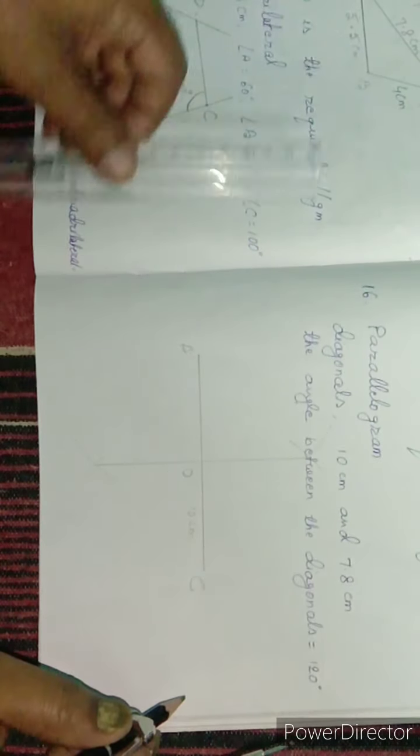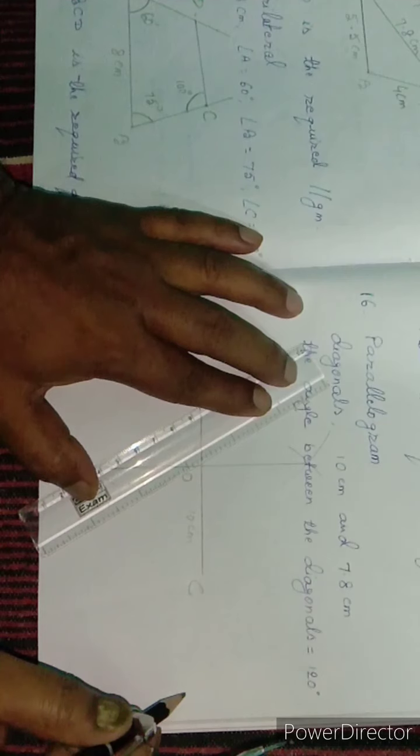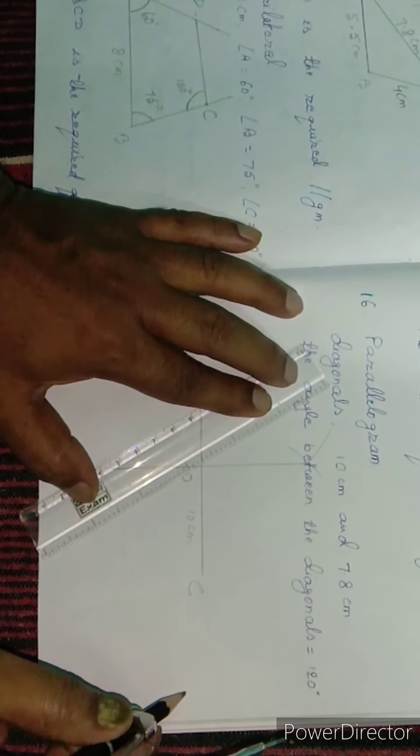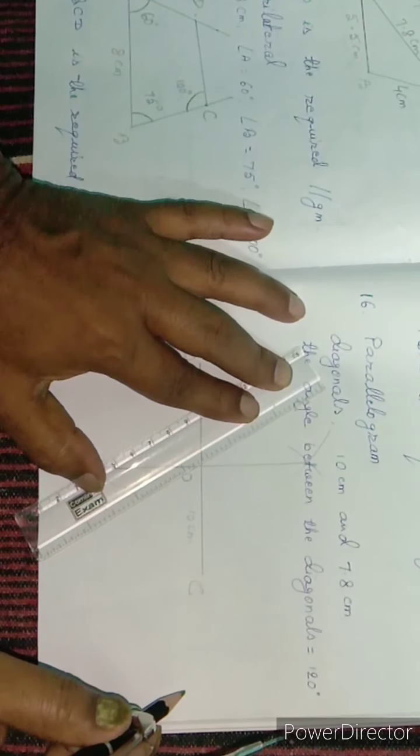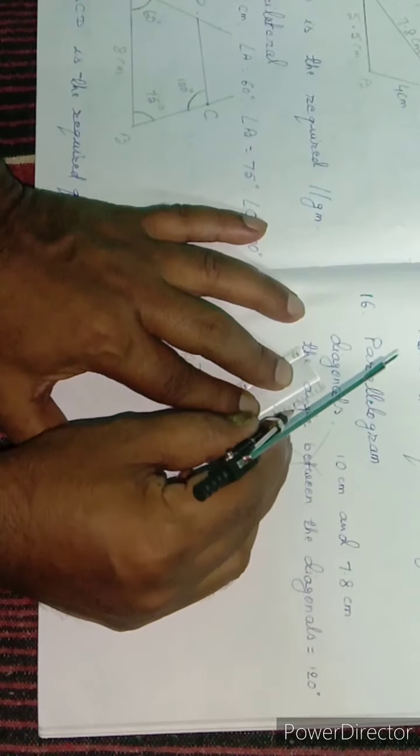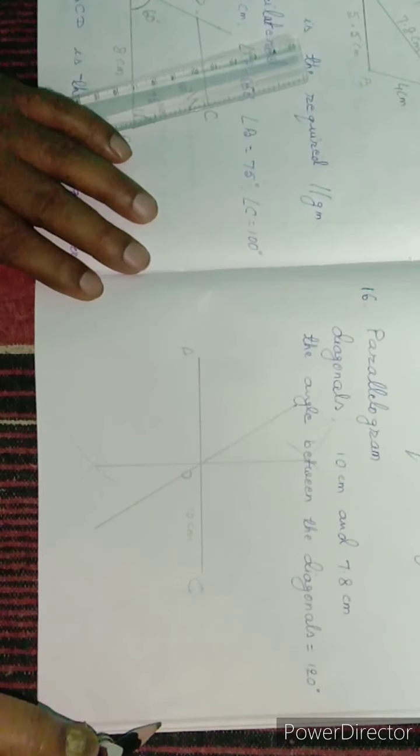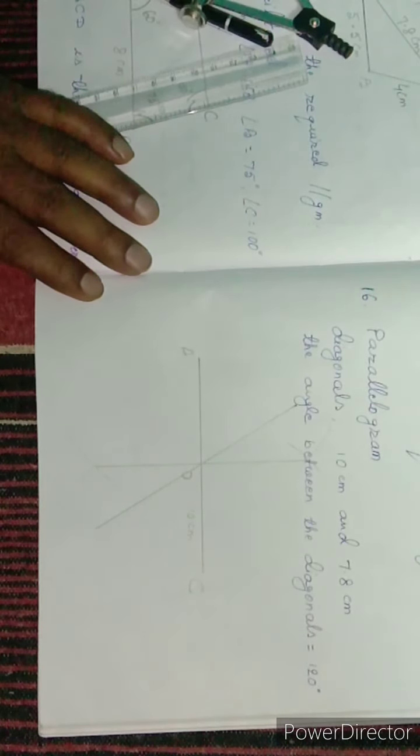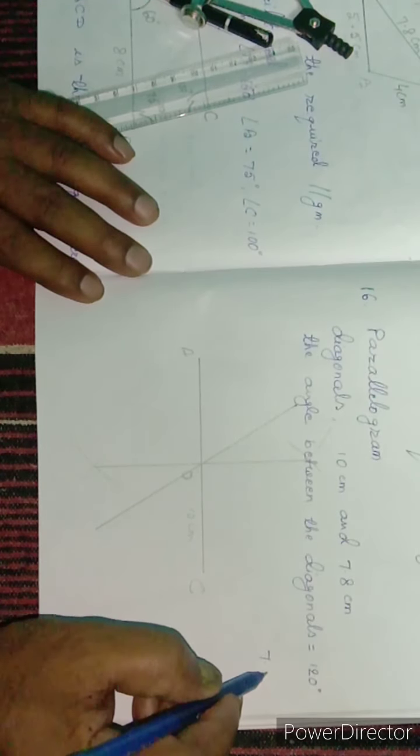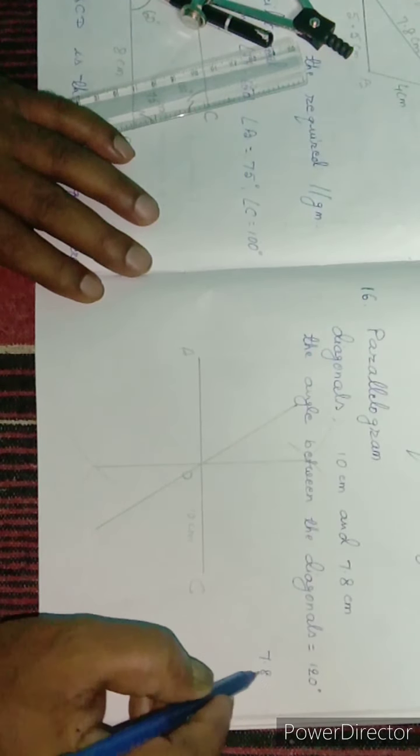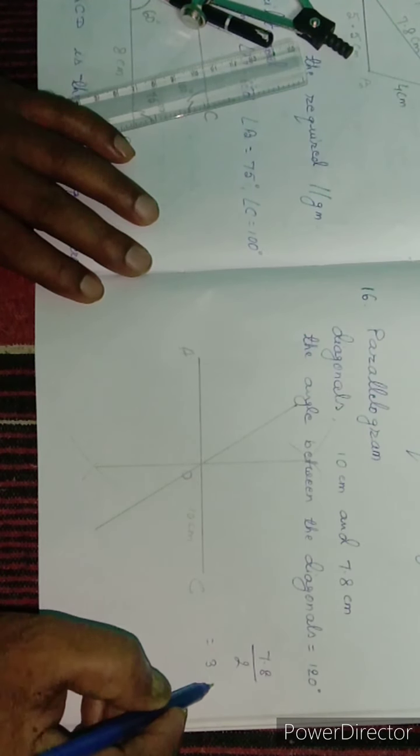We keep our protractor at the center, at the point of intersection O, and give the point for 120 degree. Now, we produce this line both sides of AC. Now what will you do? Our second diagonal is 7.8 centimeter. Use half of 7.8 centimeter, dividing by 2. You will get 3.9 centimeter.